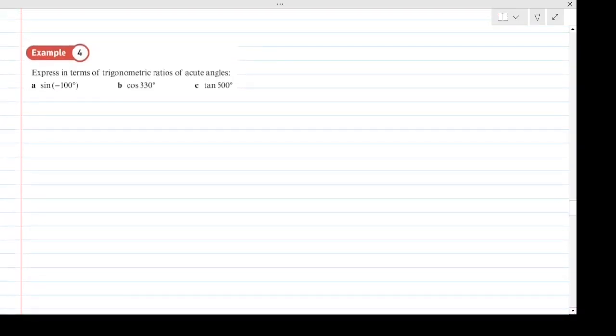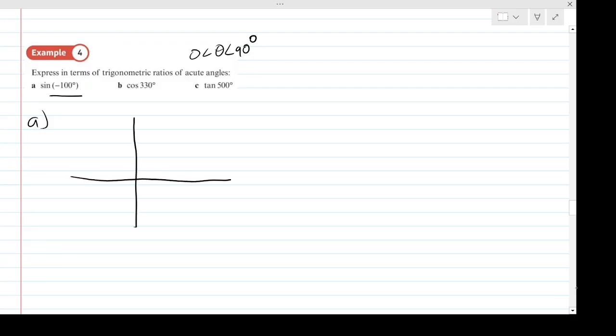Okay, so we're told here to express in terms of trig ratios, which means, by the way, in terms of sine, cos, or tan of acute angles. So these are going to be between 0 and 90. Okay. So firstly, sine of minus 100. Well, again, we're going to do the same thing that we always did, and just consider the angle minus 100.